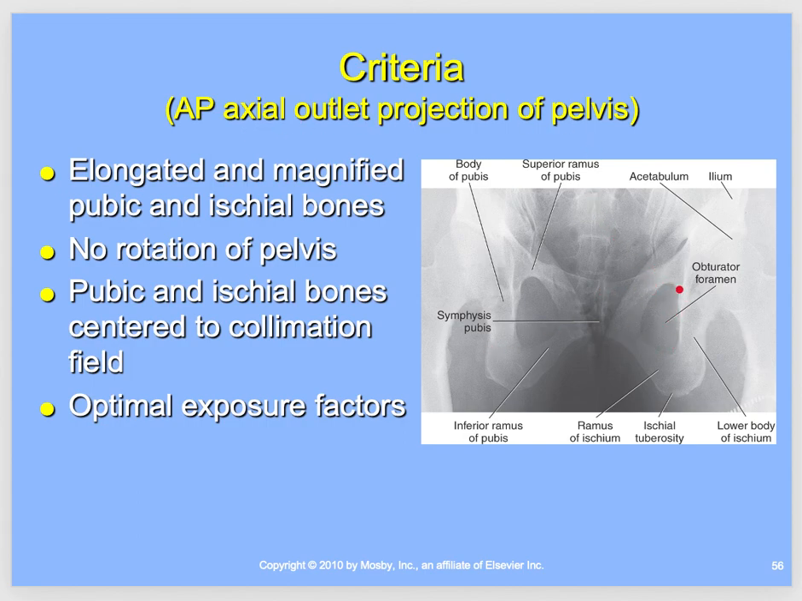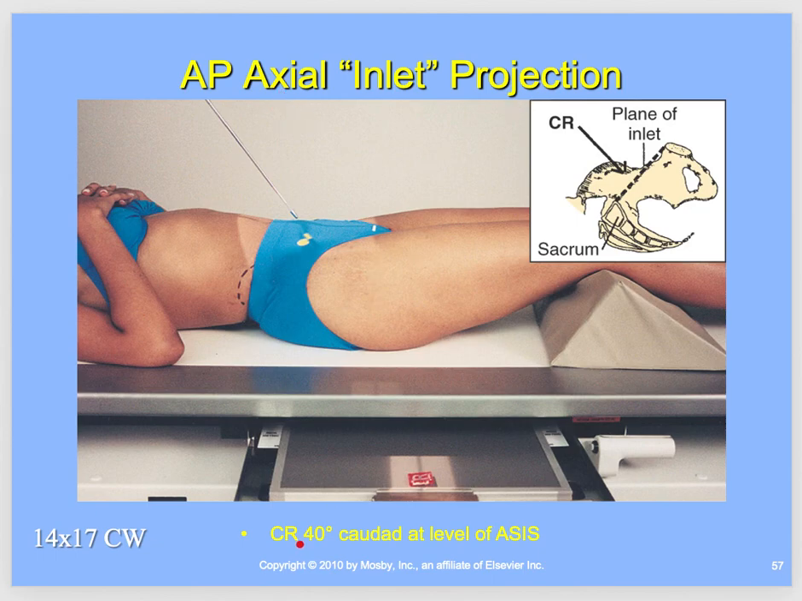You're going to see these obturator foramen enlarged, so elongated and magnified pubic and ischial bones. So your pubic and ischial bones are elongated, your ischial tuberosity, your inferior ramus, your superior ramus, the bony pubis, those are elongated. Everything is centered. You see your symphysis pubis is elongated, and you're seeing that outlet really well on the pelvis.